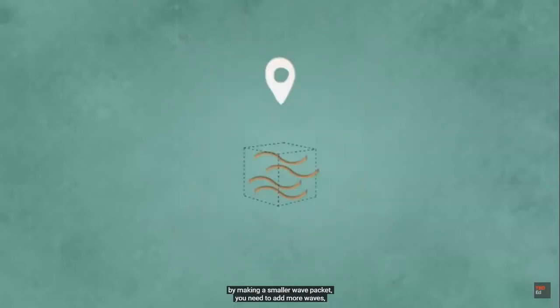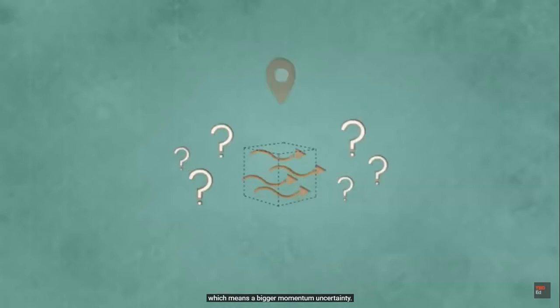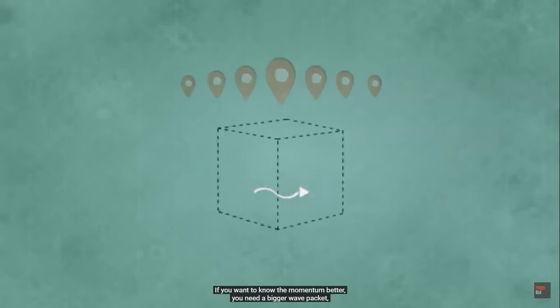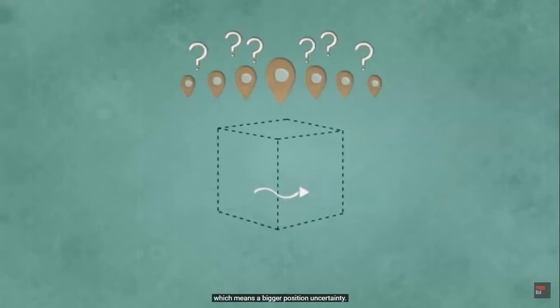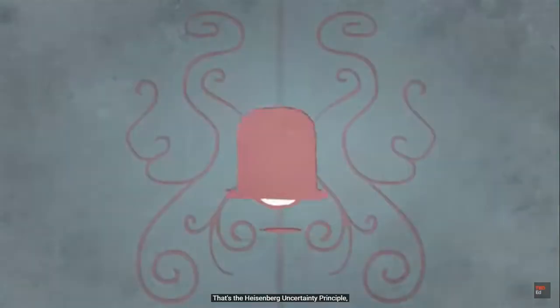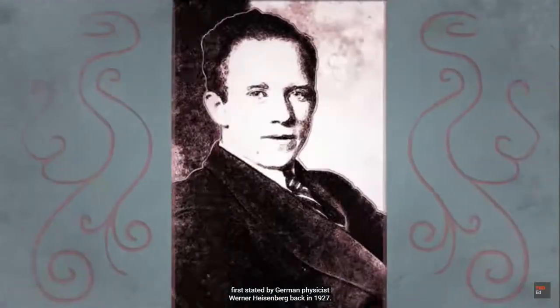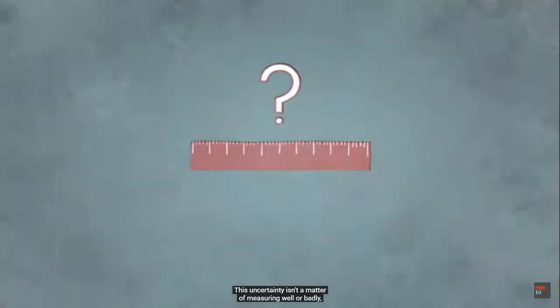If you want to reduce the position uncertainty by making a smaller wave packet, you need to add more waves, which means a bigger momentum uncertainty. If you want to know the momentum better, you need a bigger wave packet, which means a bigger position uncertainty. That's the Heisenberg uncertainty principle, first stated by German physicist Werner Heisenberg back in 1927.